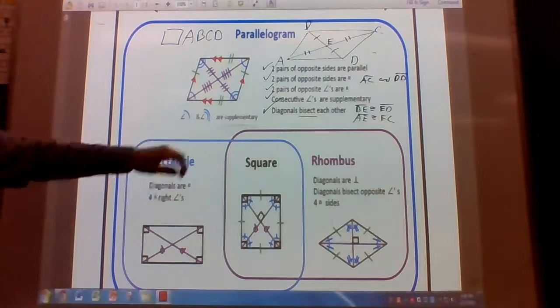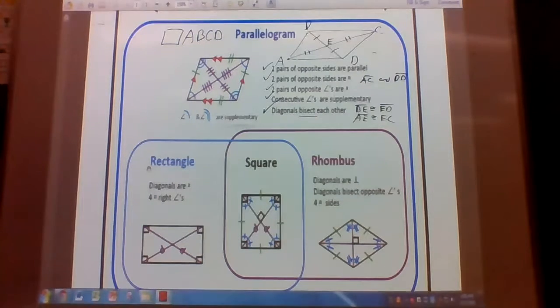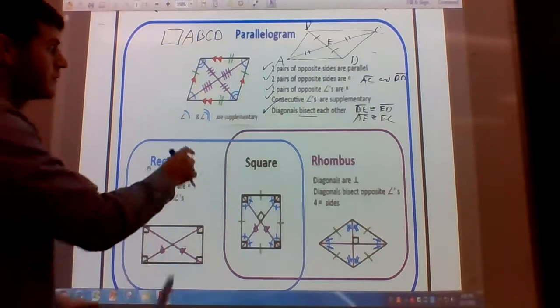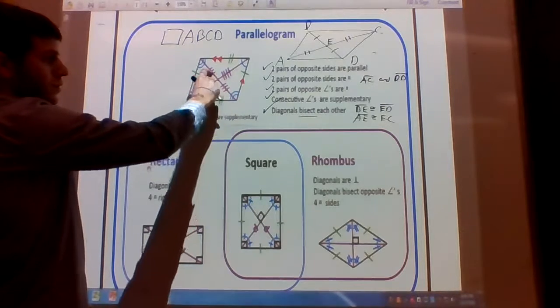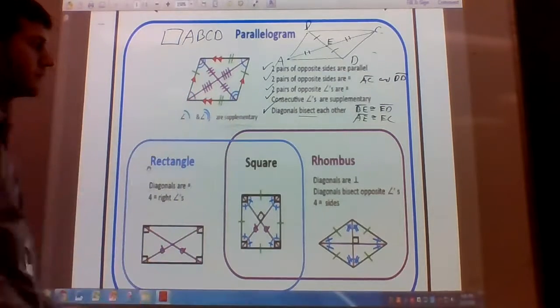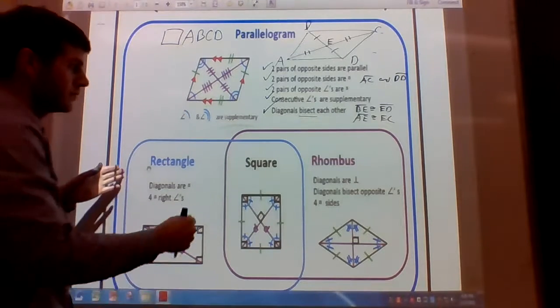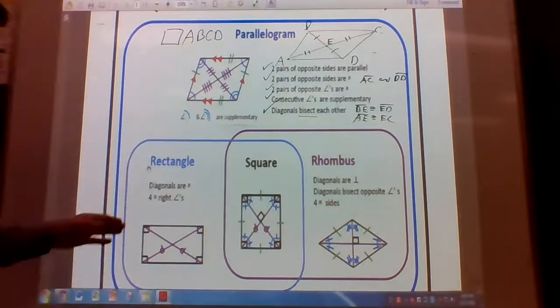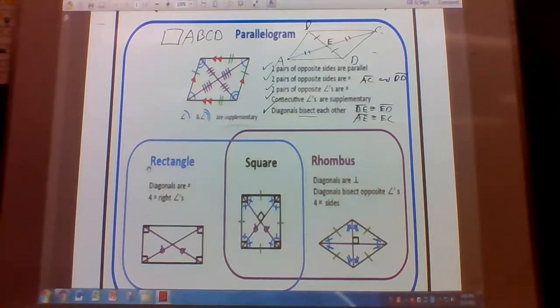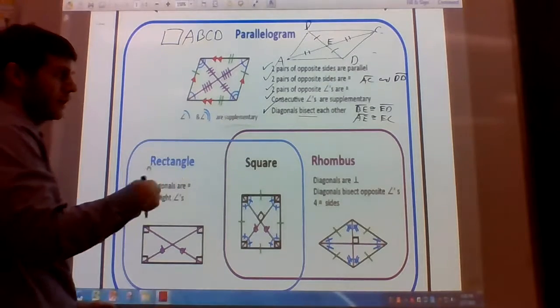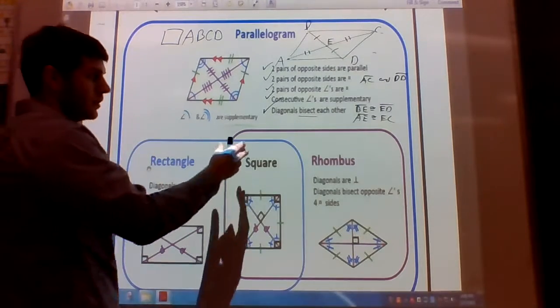Okay, consecutive angles are supplementary. Diagonals bisect each other, denoted by the 3 hash marks here and the 4. So rectangle. Again, rectangles are defined as having 4 right angles. Rectangles are parallelograms.